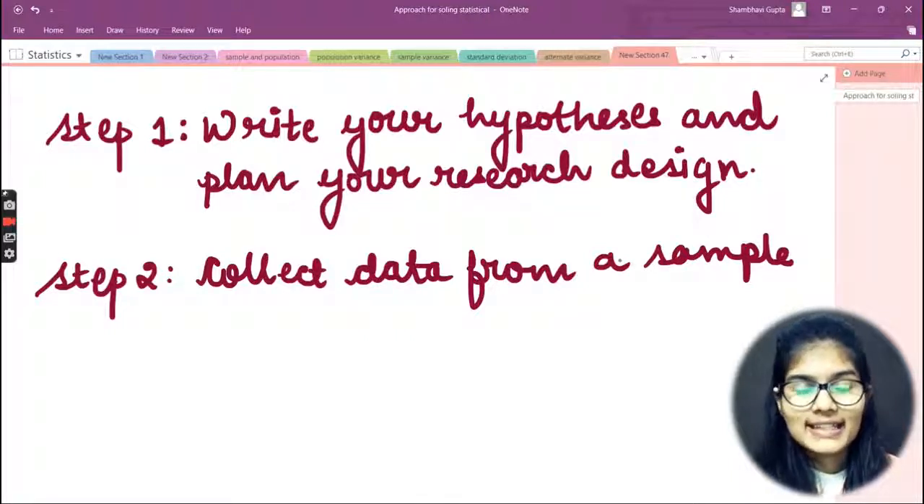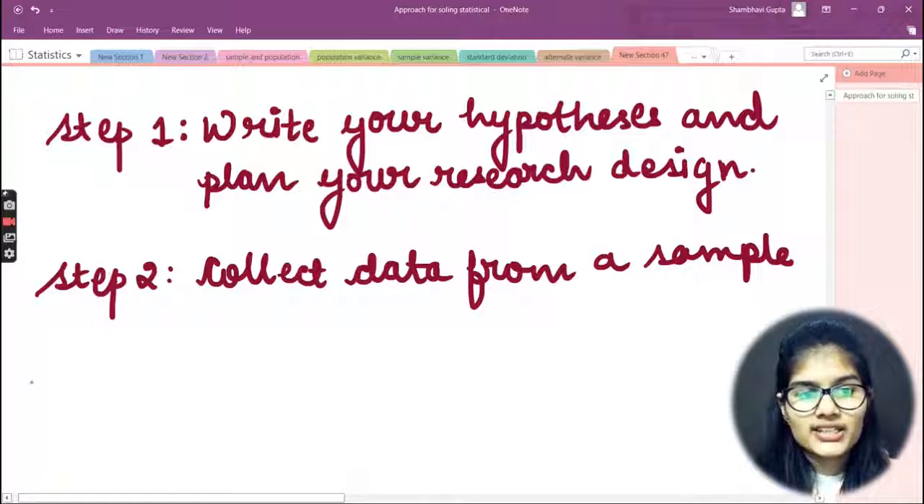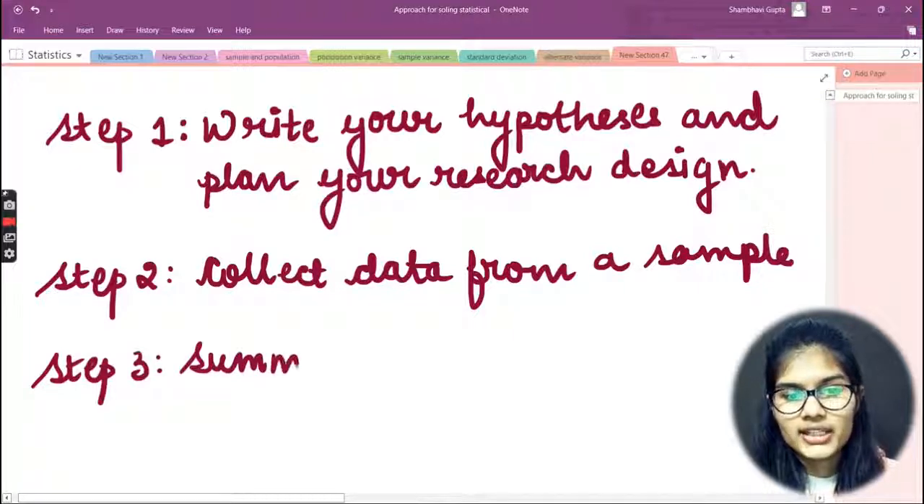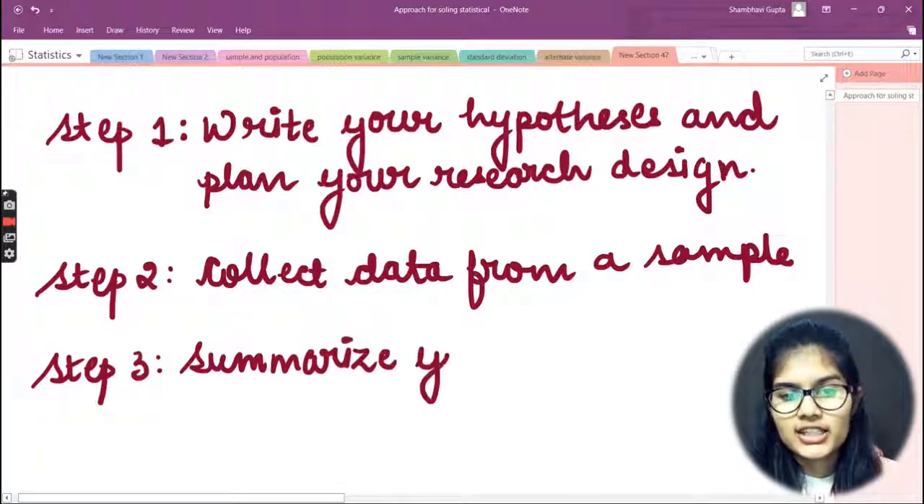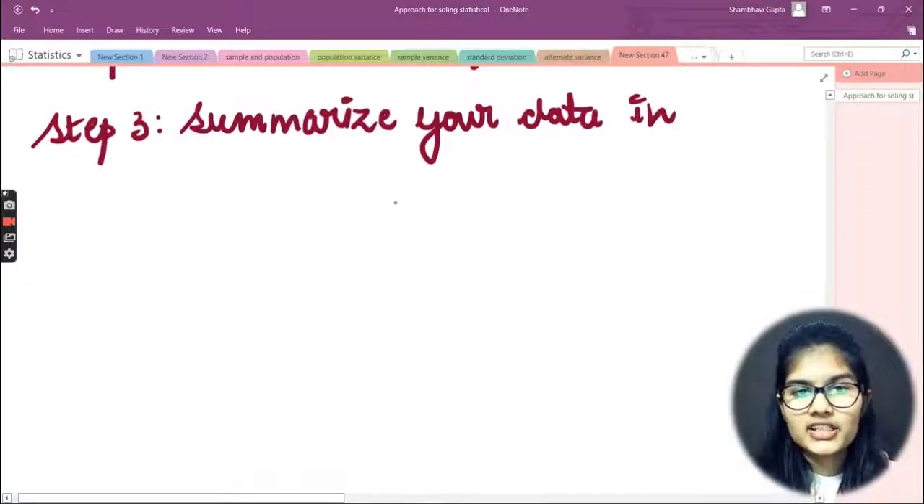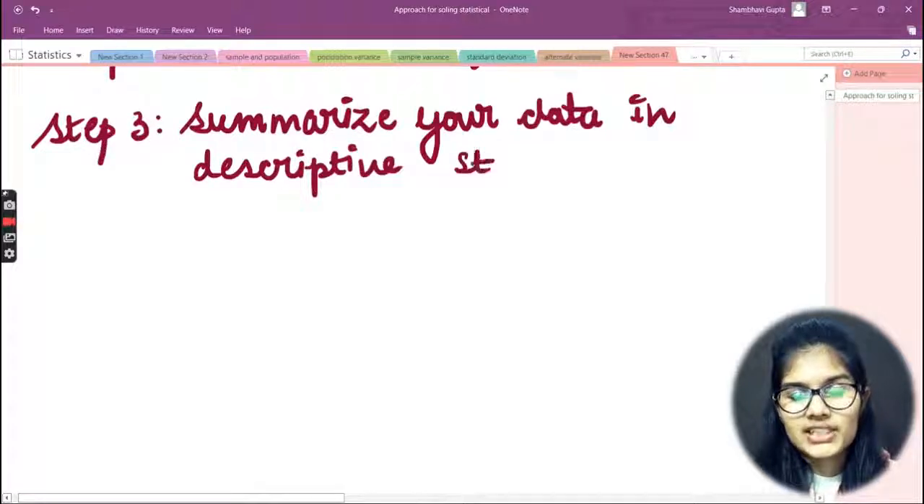Okay, great. Further, after my step 2, I have my step number 3. In step 3 I have to summarize your data. Let me just get out some space. So summarize your data in descriptive statistics. Okay, what comes under descriptive statistics?